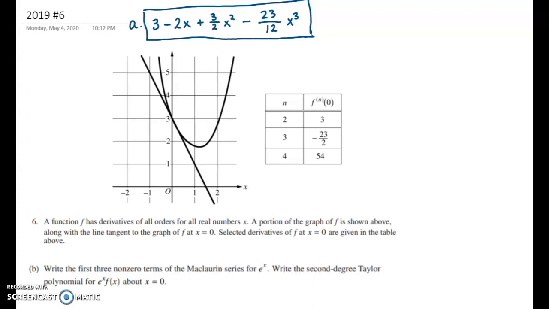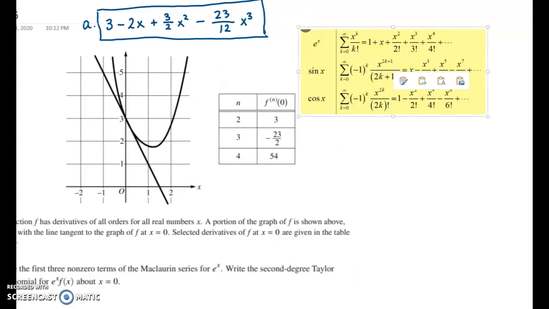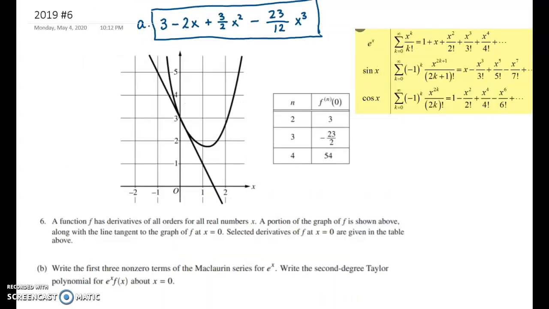Okay, it says write the first three non-zero terms of the Maclaurin series for e to the x. Previous years had to memorize this. You don't because you have an open notes test, but you should certainly know these three Maclaurin series or how to get to them in your notes. So previous years, they got credit for writing this down.